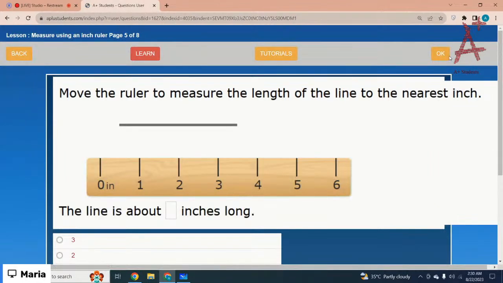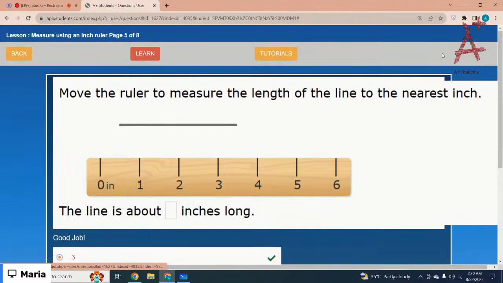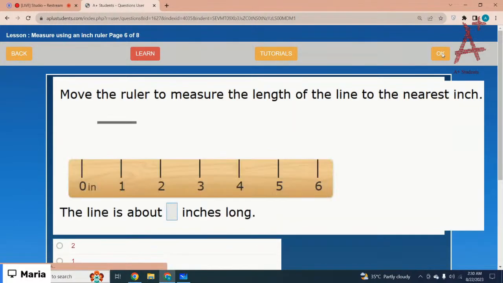Move the ruler to measure the length of the line to the nearest inch. So which is the correct option? If you match the line along the ruler, it would be just 3 inches long, right? Okay, move the ruler to measure the length of the line to the nearest inch. So which is the correct option?